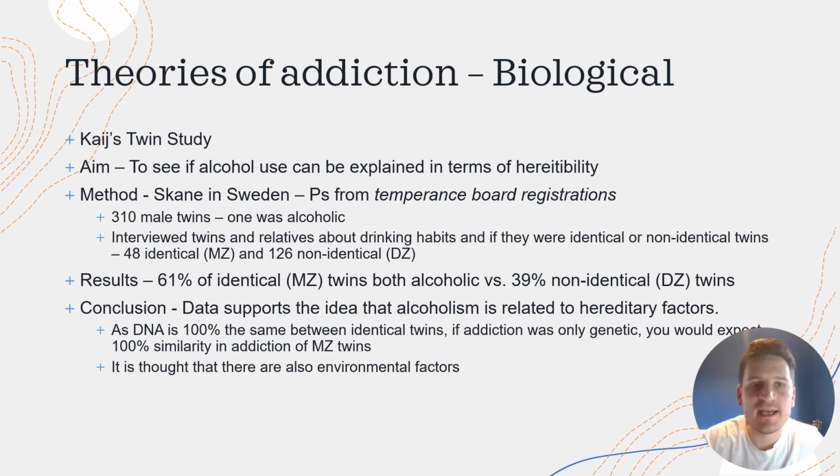Next, we come to the second named study, which is Cage's twin study, and this is looking at that biological theory of addiction. So what happened here, the aim was to see if alcohol use did run in families, it was inherited, there was heritability there. This was conducted in Sweden, and they used what was known as temperance board registration. So this is where people have got in trouble with the law, with the authorities regarding alcohol. And so they were looking at twins, male twins, somewhat identical and somewhat non-identical. So identical twins monozygotic and non-identical dizygotic.